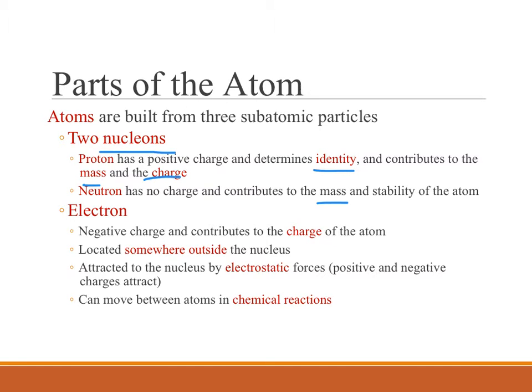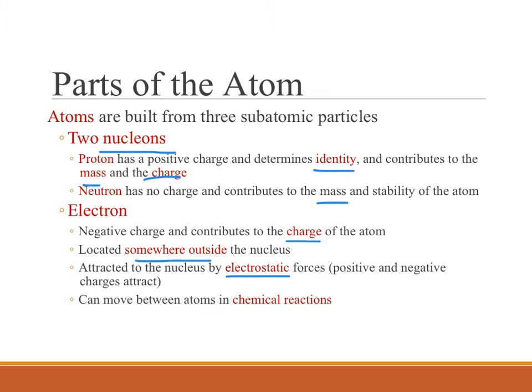And then the other subatomic particle, the electron, has a negative charge and contributes then to the total charge of the atom, whether it's a neutral atom or an ion. The electron is found somewhere outside the nucleus, and it is attracted to the nucleus by electrostatic forces. It is negative, the protons are positive, and those opposite charges attract.